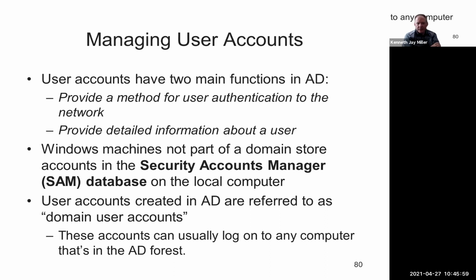So we'll look at this SAM, and it's located in Windows. I mean, go to Windows System32, and that file is there. So if someone can get to that folder, they can do whatever they want there. Now, user accounts created in Active Directory are known as domain user accounts. And these accounts can usually log on to any computer that's in the domain, unless you have an account policy or a computer policy that says only these accounts are allowed, right?